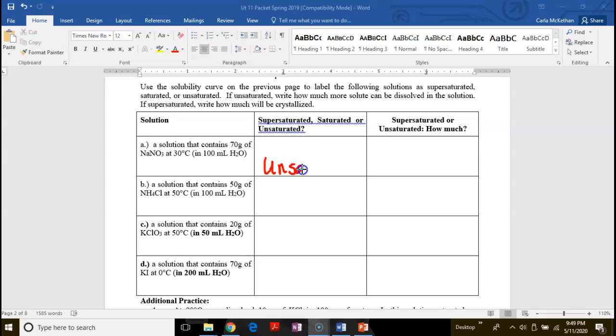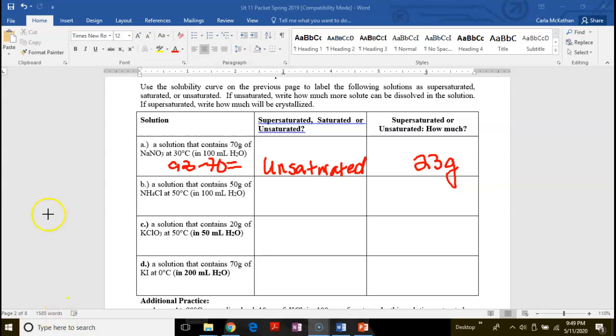And then it says, if it's unsaturated, how much more can you add to it to make it saturated? So saturated was 93, right? We only put 70. So 93 minus 70 equals how much extra? 23 grams. So that's how much more you would need to add to make it saturated.